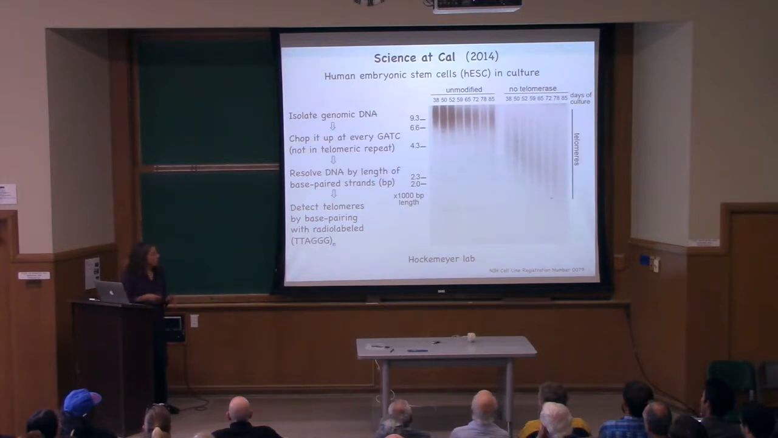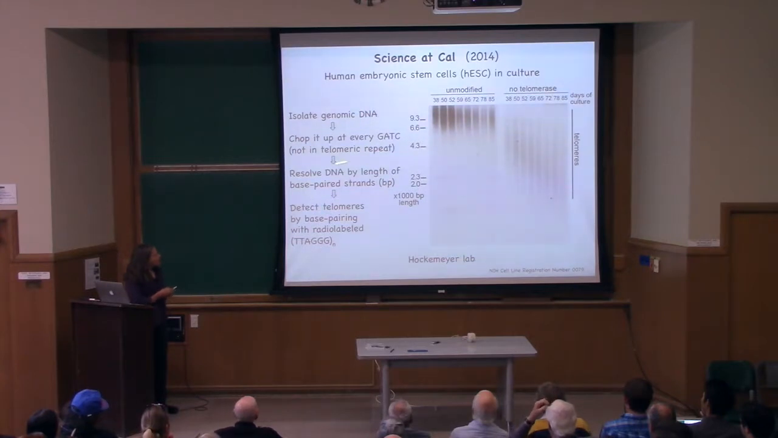But the telomeric repeats are constant, T, T, A, G, G, G. These enzymes don't cut the telomere, so the only thing that's left is telomeric DNA. Then you resolve this DNA by length. Here you leave it base paired, but it's the same. Here's the top, here's the bottom of that gel, and things that are faster are smaller. Here's a scale, times 100 base pair length, right here. So this is a strand of 2,000 bases.